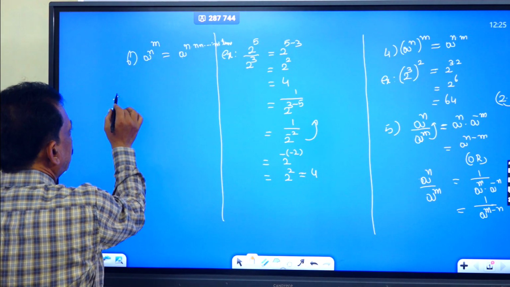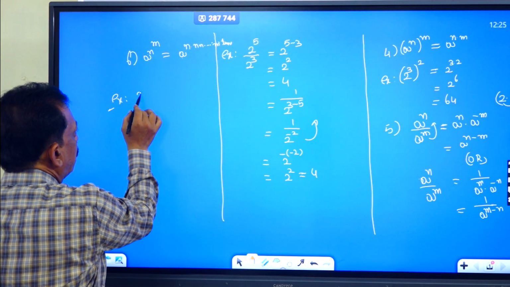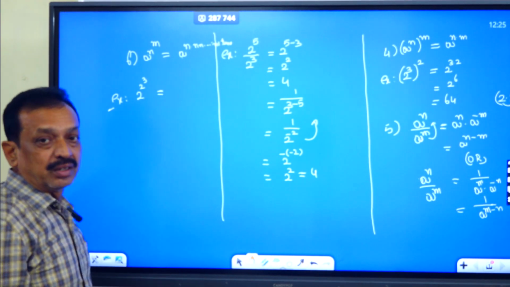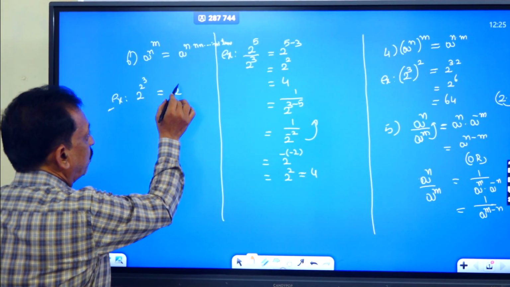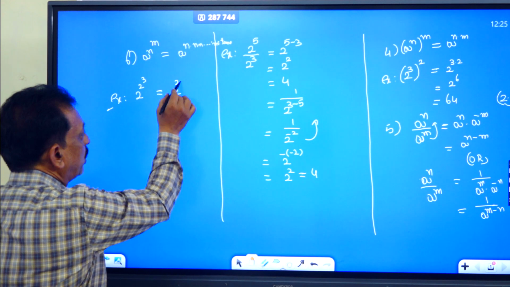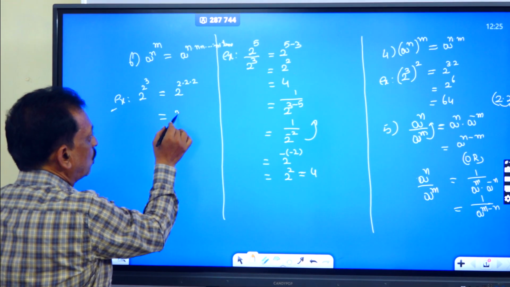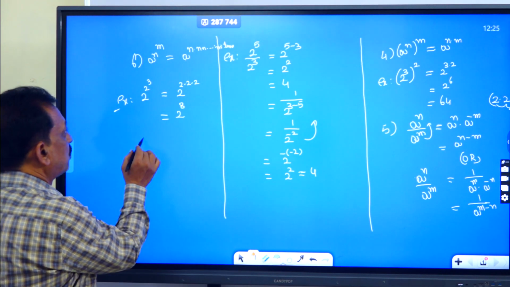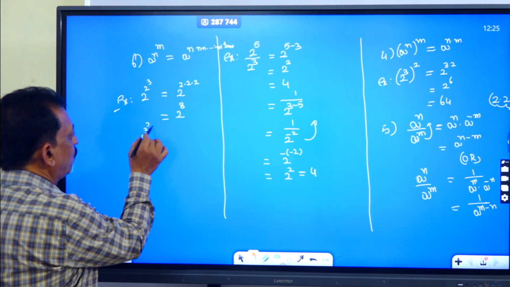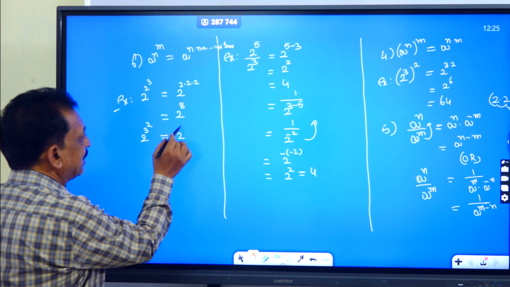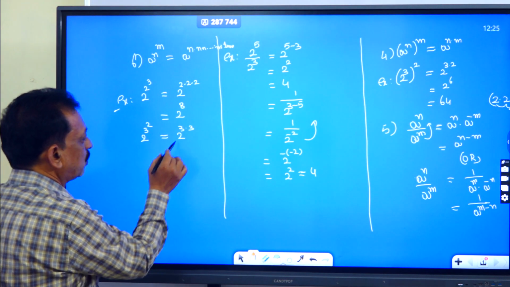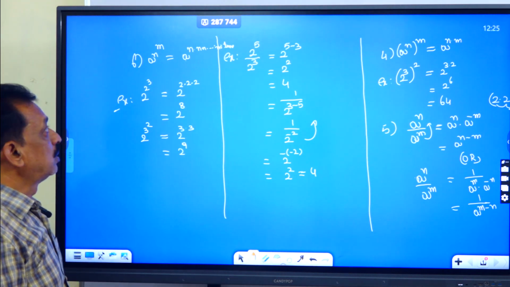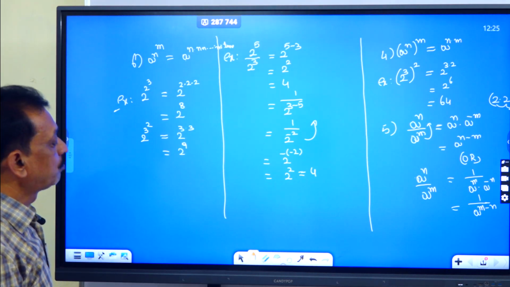Now example, 2 to the power of 2 to the power of 3. Then what can I write? 2 to the power of, that is 2 cube, 2 into 2 into 2. That gives you 2 to the power of 8. Same one, 2 to the power of 3 to the power of 2. That is equal to 2 to the power of 3 into 3, sorry, 3 into 3, 9. 3 square, 9. See the difference? So like this we can simplify and find the value.